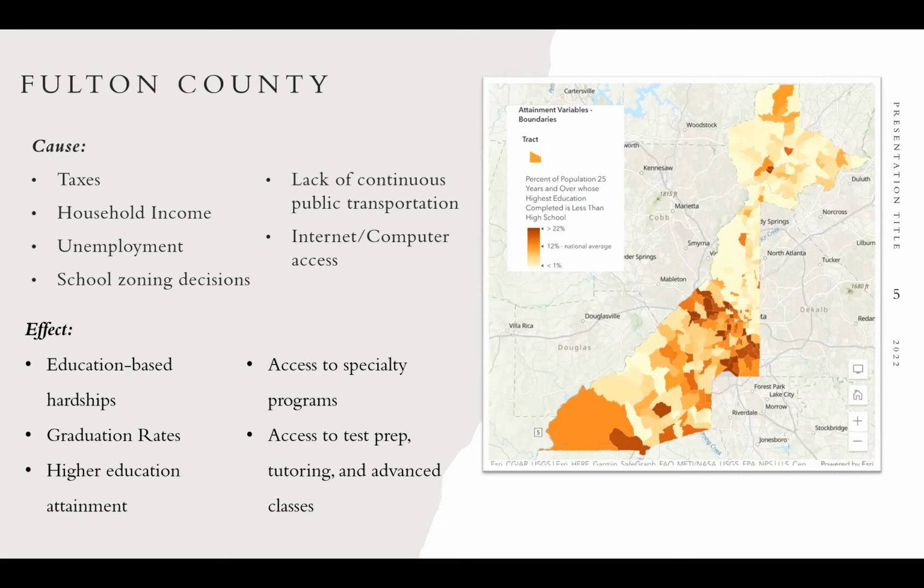The next is advanced classes. We had a lot of AP, IB, dual enrollment classes. We had magnet schools up in North Fulton, and there are magnet schools in South Fulton as well, but there are fewer of them. And they have decreased access to AP and IB classes, which means when they go to apply to colleges, they might not have the same level of difficulty of classes that students in North Fulton would have.